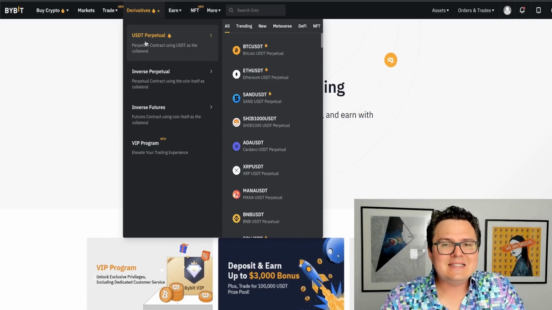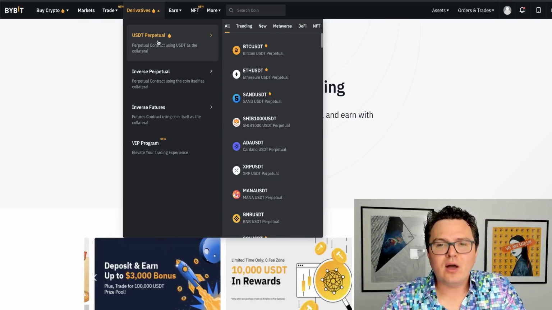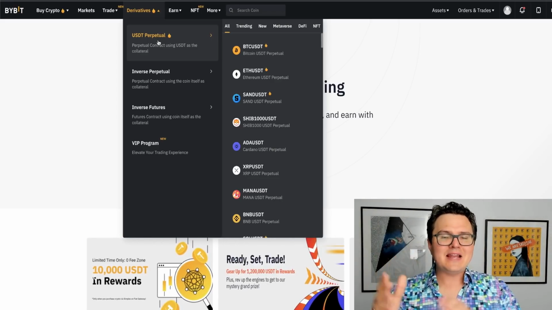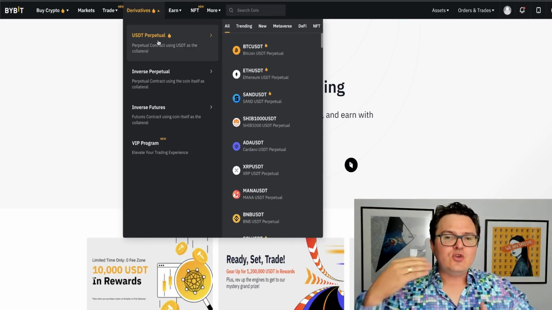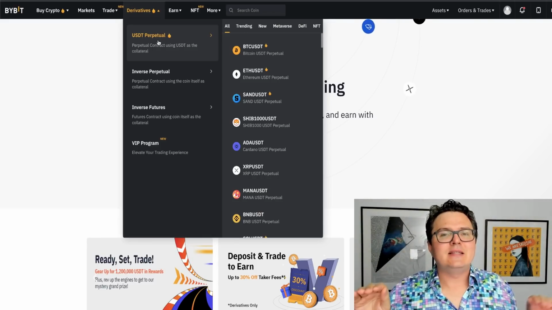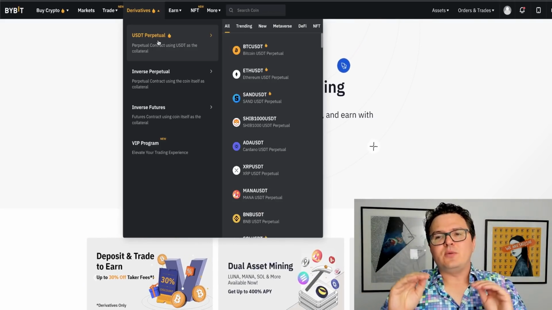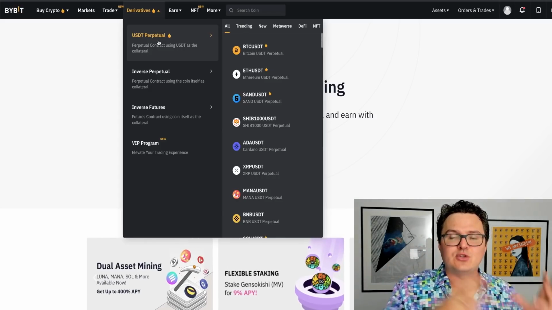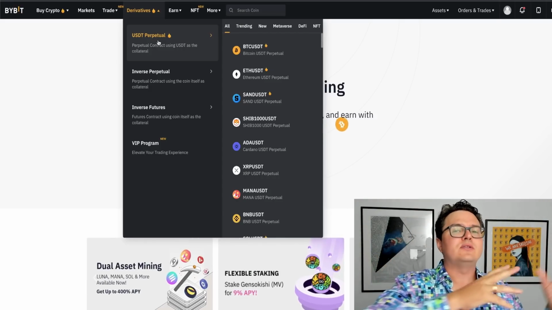You have USDT perpetual contracts. So this is basically trading on the price of any asset in USDT using US dollars as your baseline currency. So you'll be trading on the price of Bitcoin, but using dollars to do that. Trading on the price of Ethereum, but using dollars to do that.